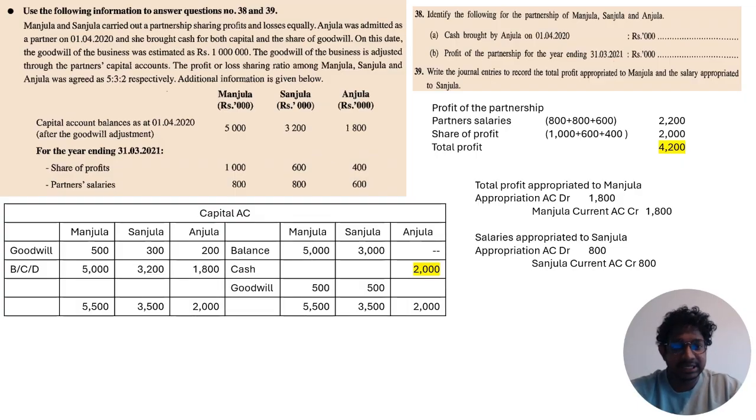And 38 and 39 are given about a partnership business. Manjula and Sanjula carried out a partnership, sharing profit and losses equally. And Anjula was admitted as a new partner on opening date, and he bought both capital and share of goodwill on this date. The goodwill of the business was estimated as 1 million. The goodwill of the business is adjusted through partners' capital account in the normal way. The profit or loss sharing among Manjula, Sanjula, and Anjula was agreed as 5:3:2 respectively, and additional information is given below.